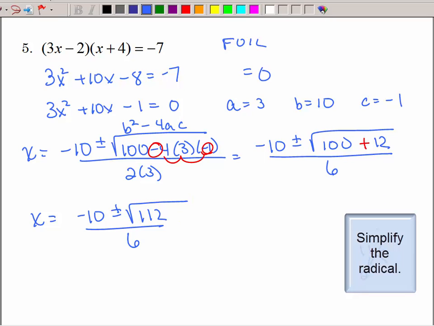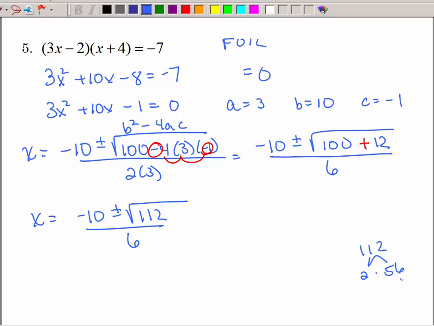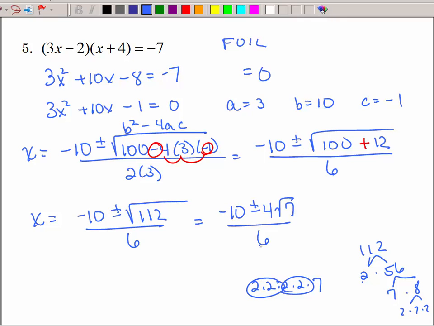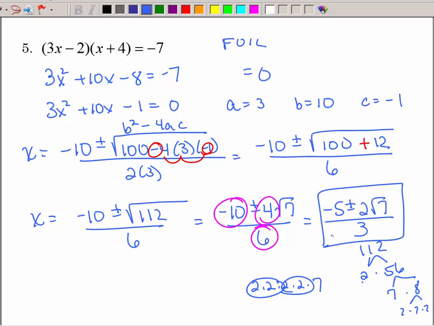112. Let's see, I know it's 2 times 56. And 56, isn't that 7 times 8? And 8 is 2 times 2 times 2. So what have I got? I got 2, 2, 2, 2, and a 7. 1, 2, 3, yes. So I can take out a 4. Now, can I reduce? Let's circle all those numbers. Those are all divisible by 2. And those are your two answers.